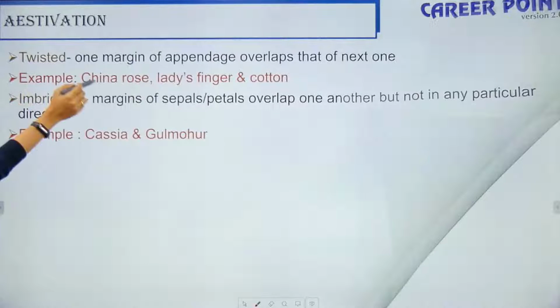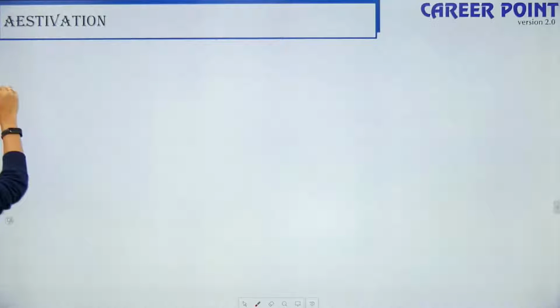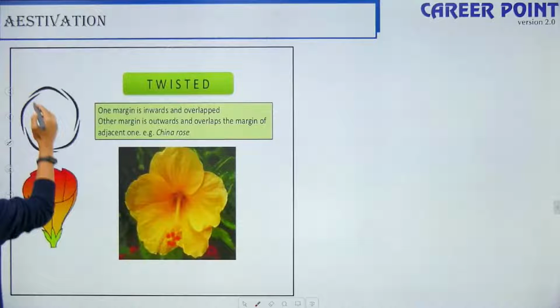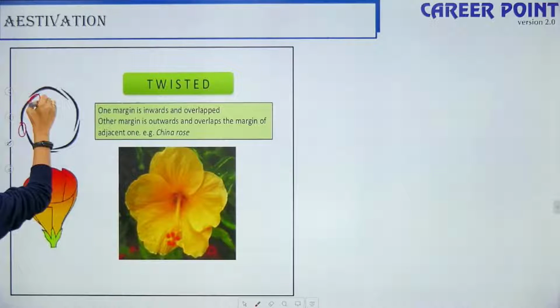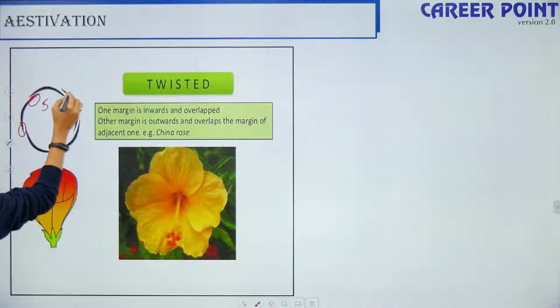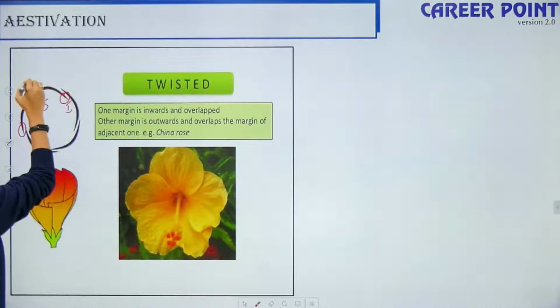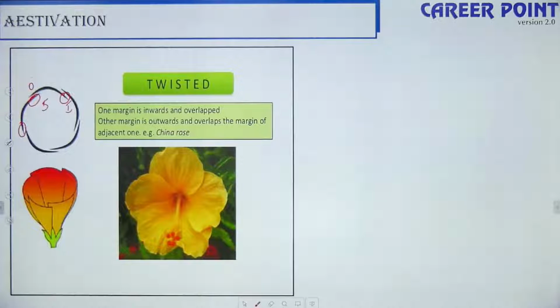So here I have a picture of these both. So in twisted, see this petal, one side is on the inner side, one side is on the outer side. So this petal, one end is on the inner side, one end is on the outer side. So this has a definite pattern. So this is your twisted estivation.